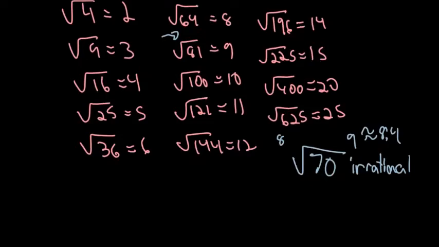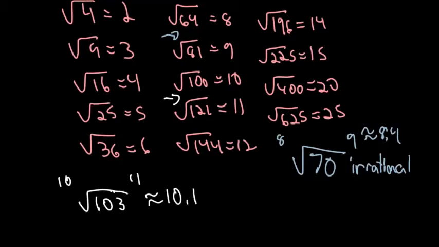Let's do a couple more examples of that estimation. So let's say we had the square root of 103. So 103 would be between 10 and 11 because it's between 100 and 121. So it would be somewhere between 10 and 11. Now 103 is closer to 100, so it's going to be closer to 10. So I'd estimate that to be about 10 and 1/10.